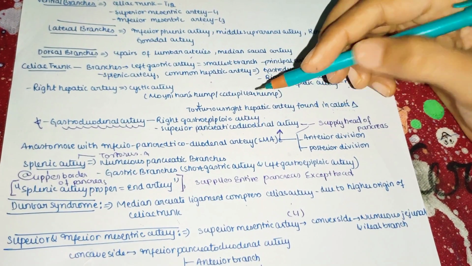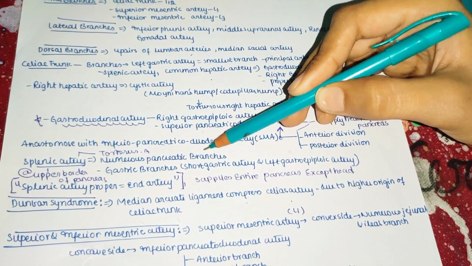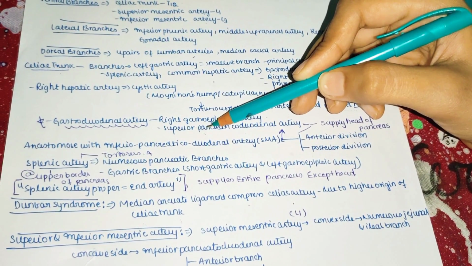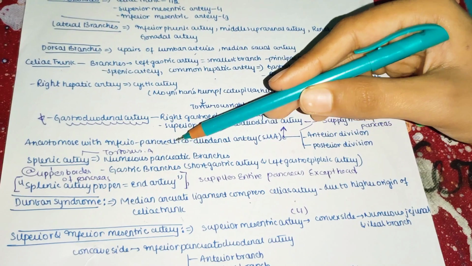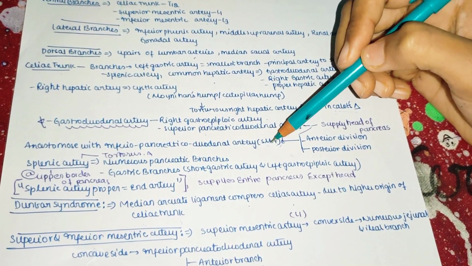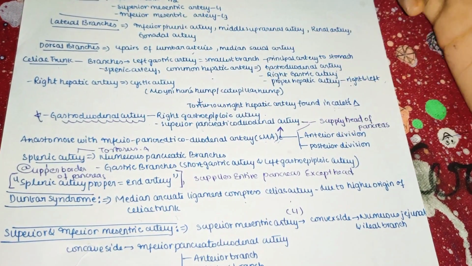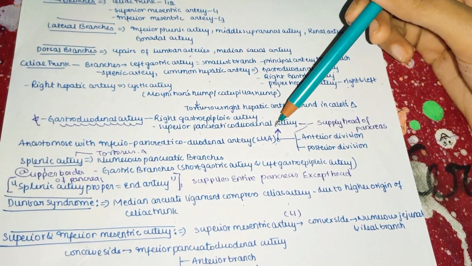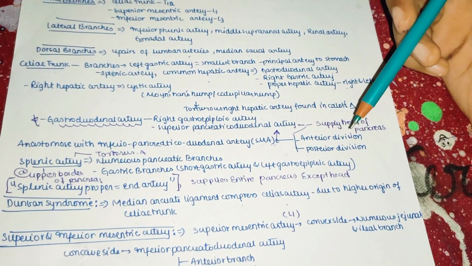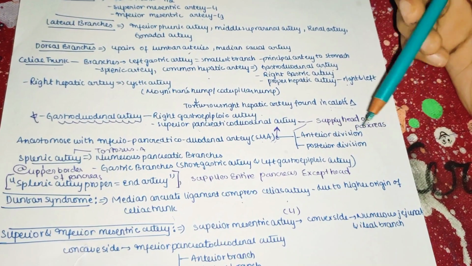you know that the inferior pancreaticoduodenal artery will anastomose with superior pancreaticoduodenal artery, but one thing we need to remember that the inferior pancreaticoduodenal artery is a branch from superior mesenteric artery but not from the gastroduodenal artery. Okay, so the superior pancreaticoduodenal artery and inferior pancreaticoduodenal artery both supply the head of pancreas.